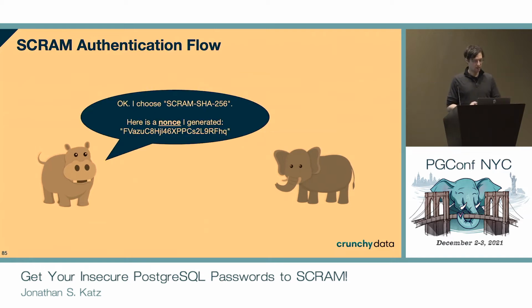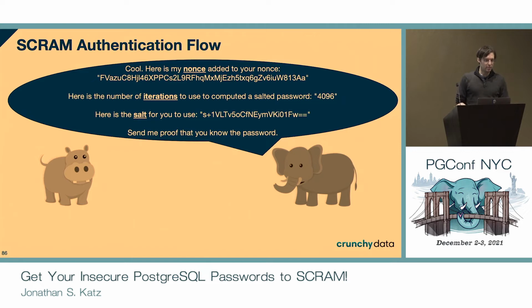So Gray Hippo is going to say, great, we're going to use SCRAM. I'm going to generate what I call a client nonce. It's just some cryptographically random bytes. Could be arbitrary length, but here's my one-time nonce. We send that up to Postgres.